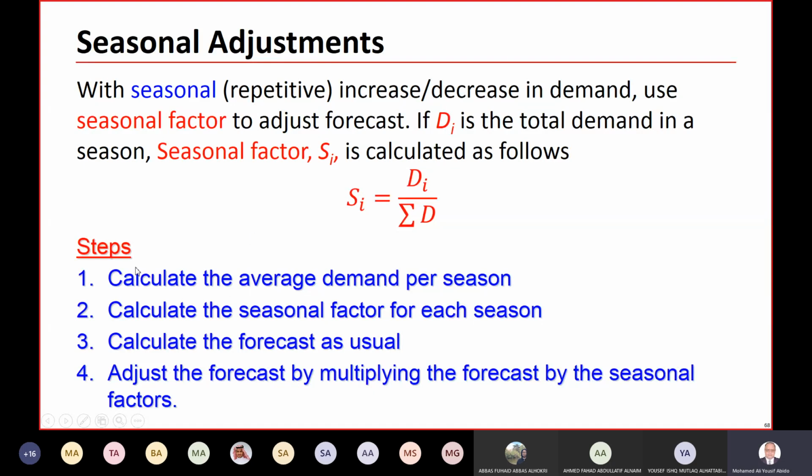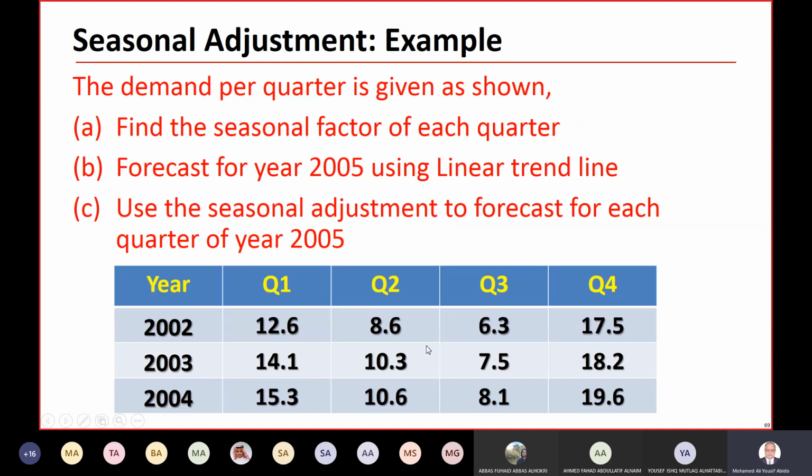So the steps here are very simple. You can calculate the average demand per season, calculate the seasonal factor for each season, calculate the forecast as usual using whatever method you can implement, moving average or linear regression, and then you can adjust the forecast by multiplying the forecast by the seasonal factor.